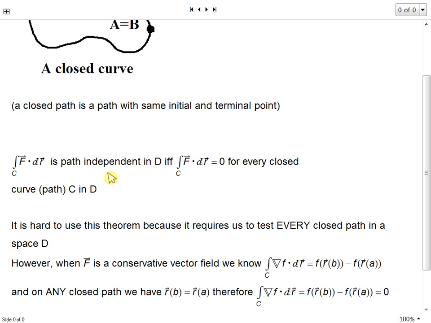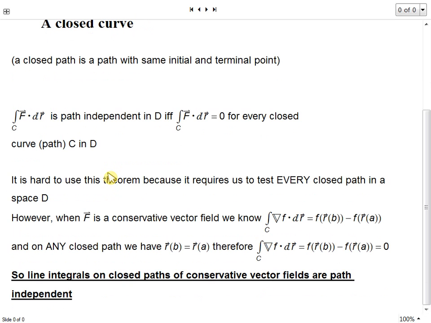Well, it's path independent if and only if this is equal to 0 for every closed curve or closed path C in the domain. Which is really not helpful. This theorem is not helpful for us because it's hard to use. In order for me to tell you whether I have path independence for an arbitrary vector function, I have to test every single closed curve and verify that on every curve I can possibly draw that's closed, I get 0 as a result. Never going to happen, right? You can't test every closed curve. It's impossible.